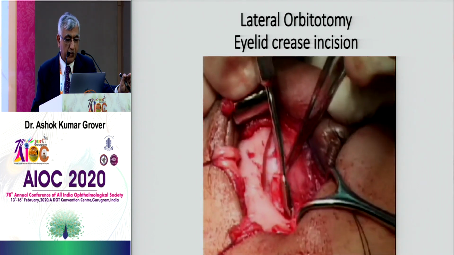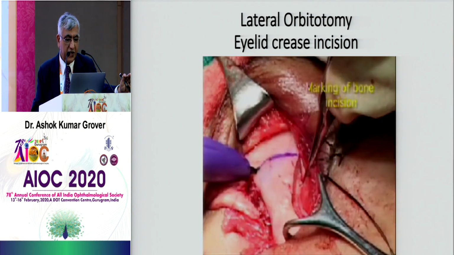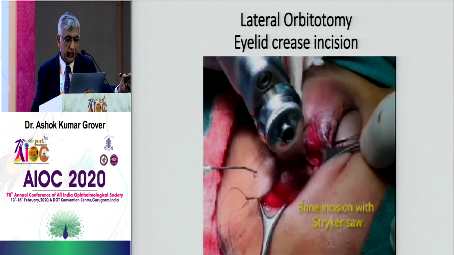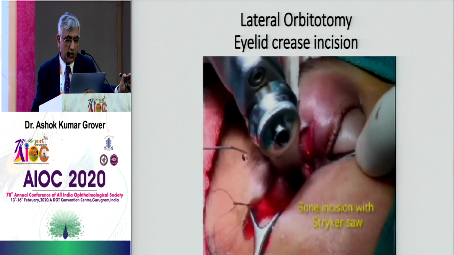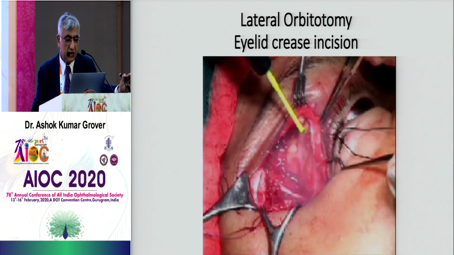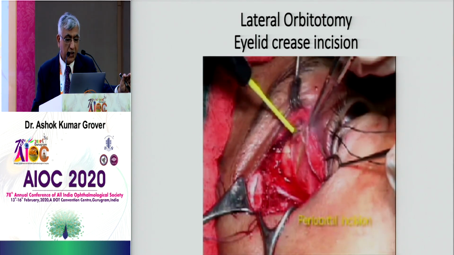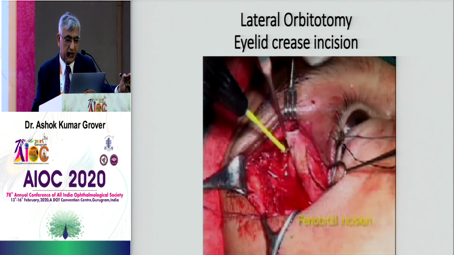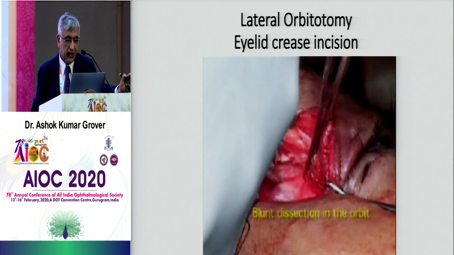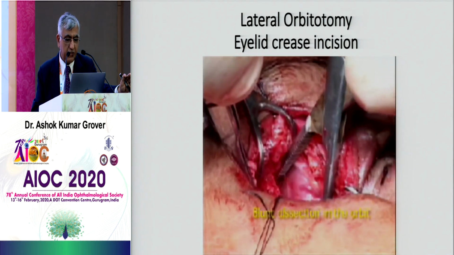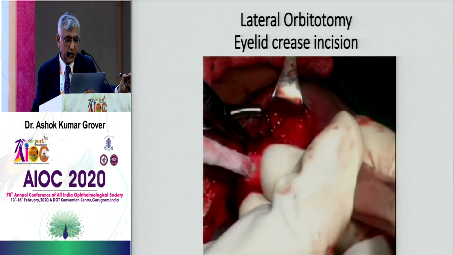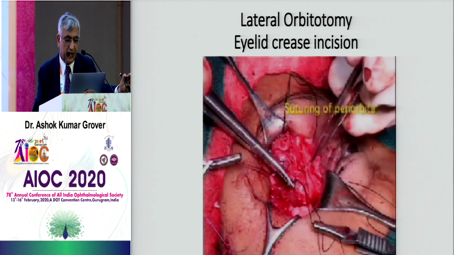Once you've lifted up the periosteum, you can do your osteotomies by using a striker saw or one of those automated saws, and then you remove the bone, make an incision in the periosteum, expose the tumor, dissect by blunt dissection, take out the tumor, use a cryoprobe for the final dissection, and then you can carry out a closure.